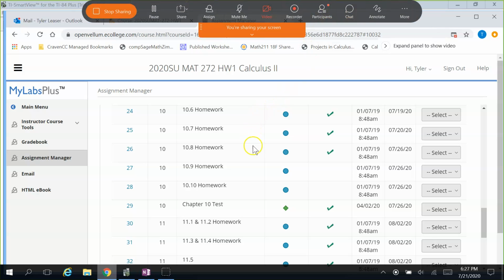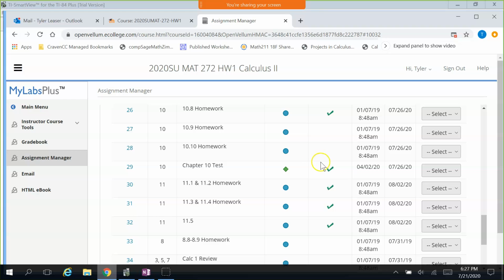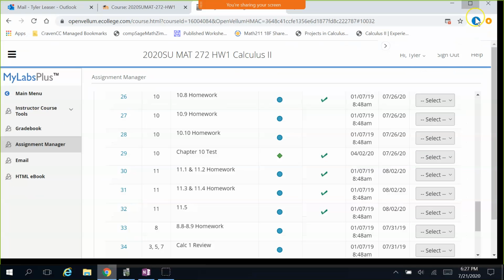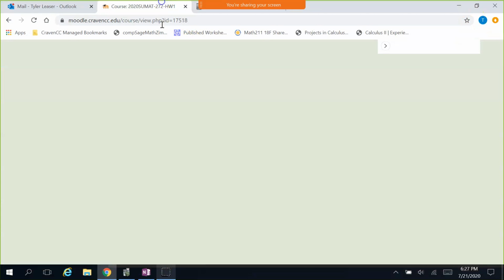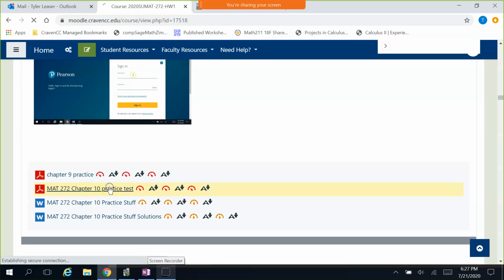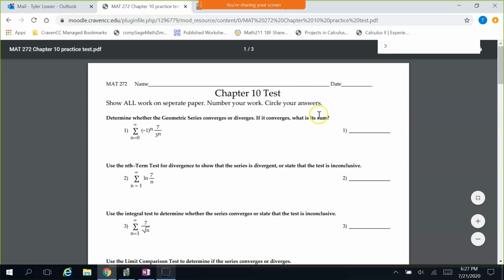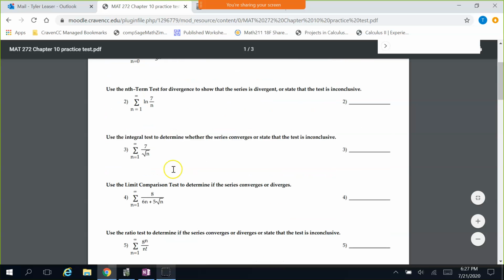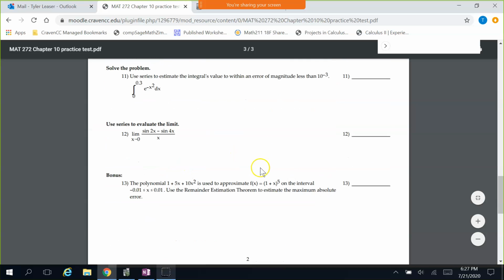Okay, let's get away from homework. You do have the chapter 10 test that is due this weekend. So let's pull up this practice test here and let's look at that. I think this was the practice test that I pulled up last time, but I only did like 1 or 2 questions. So I don't know, how do I want to do this?